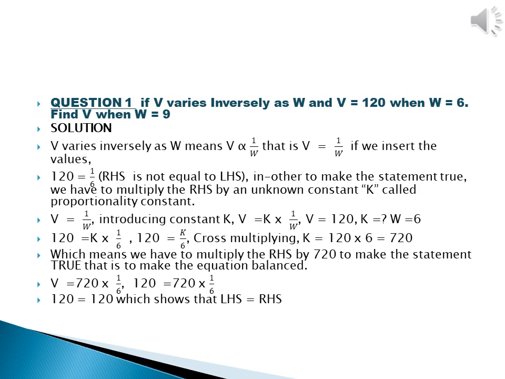Cross multiplying, K will be equal to 120 multiplied by 6, which is equal to 720. So it means we have to multiply the right hand side by 720 to make the statement true, that is, to make the equation balanced. So V will be equal to 720 multiplied by 1/6. So at the end, we have 120 equal to 120, which shows that the left hand side is equal to the right hand side. So that is why we have to introduce a constant.